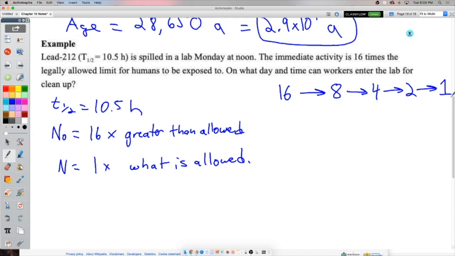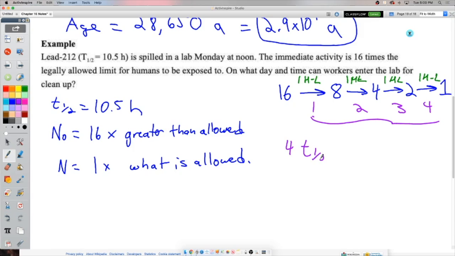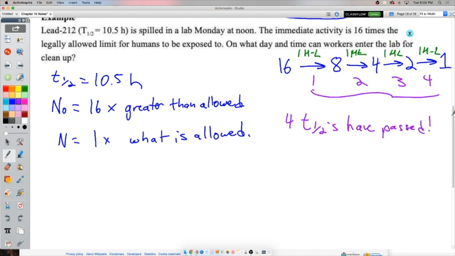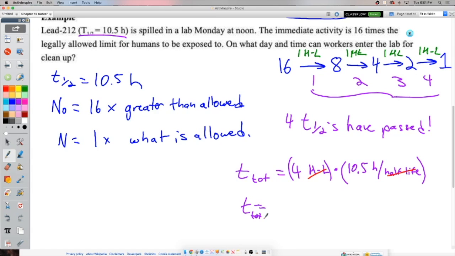So how much time is that? Right? So each of those arrows represents one half-life. So in total, we count on our fingers that 4 half-lives have passed. And now we just got to say, okay, if 4 half-lives have gone past, how long is a half-life? Times it by 4. And we know that a half-life is 10.5 hours. So, and you get that the total time that needs to pass before you can go back in there is 42 hours. Be careful. Always make sure you look at what the question asked.